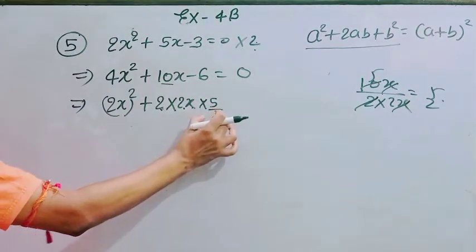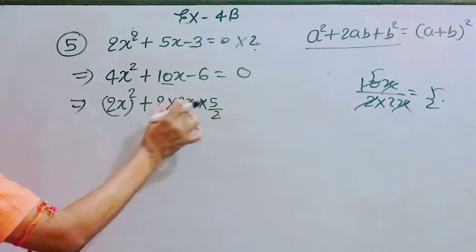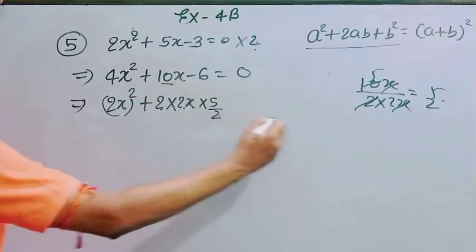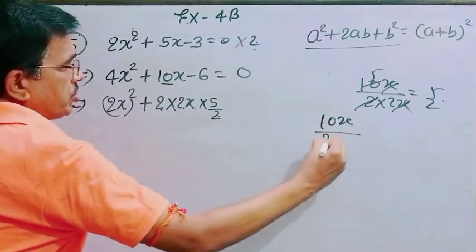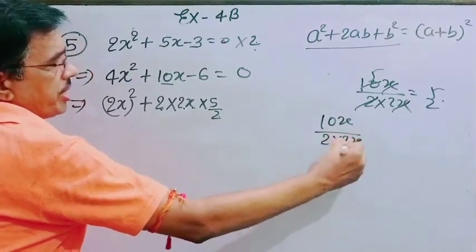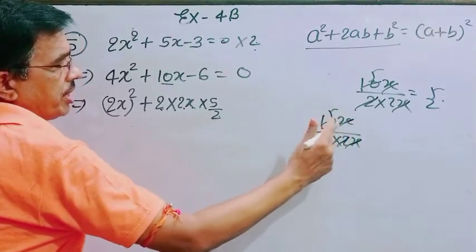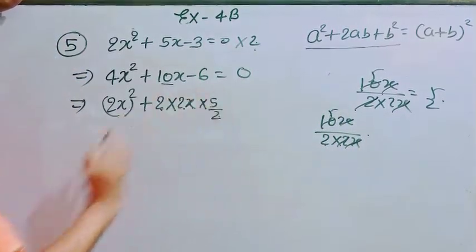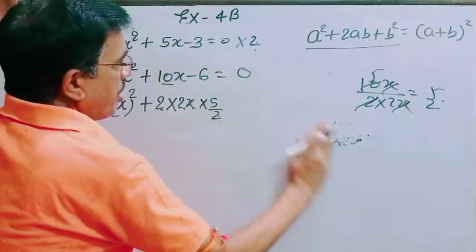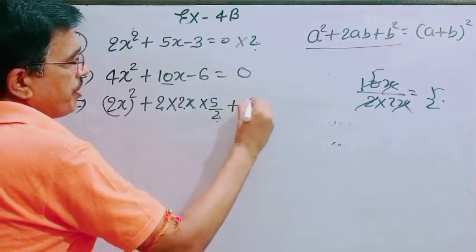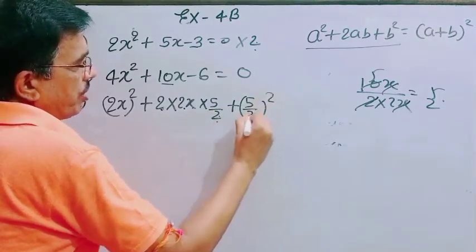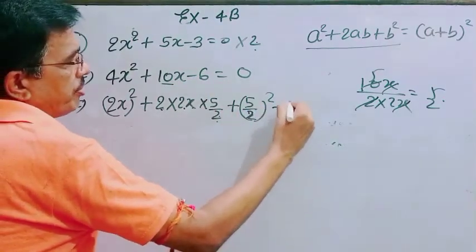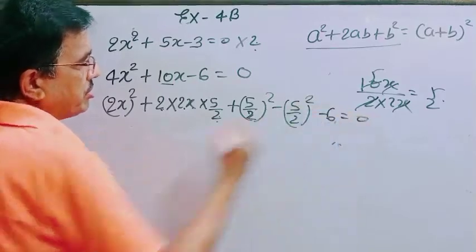So what number is at the place of b? It is clear when this number is divided by 2a. In this question, here is 10x and 2a is 2 into 2x. When you divide it, then x cancels and 2 5, then your result is 5 by 2. Then it is clear that the place of b is 5 by 2. After that, if it is 5 by 2, then it is b. So what is b square? That is 5 by 2 whole square. But in this question, this 5 by 2 is not given, so you subtract 5 by 2 whole square, and minus 6 is equal to 0.